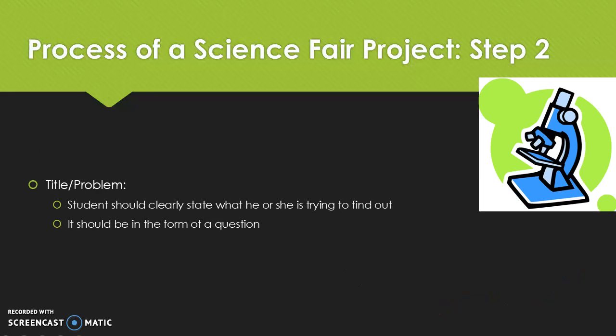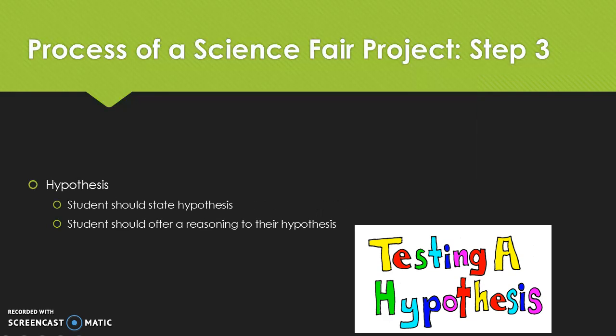Step 2. The student needs to figure out a title or the problem that he is trying to find out. It should be in the form of a question. And then step 3 would be the student's hypothesis. They should state their hypothesis and then offer a reasoning to their hypothesis.